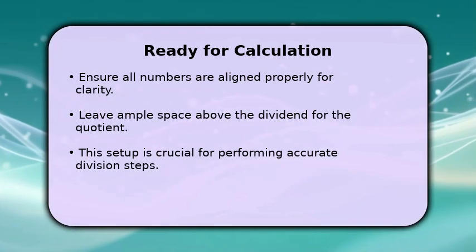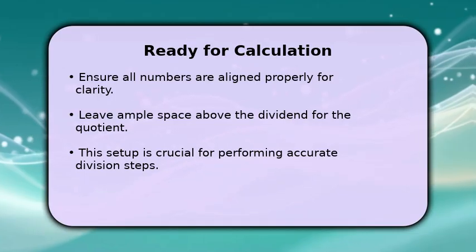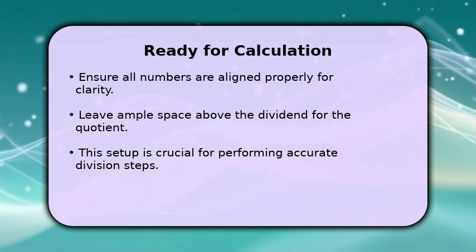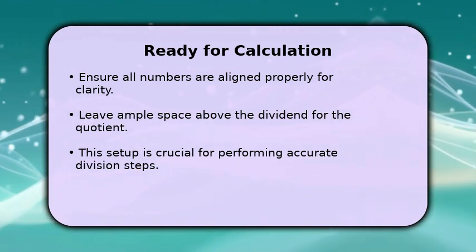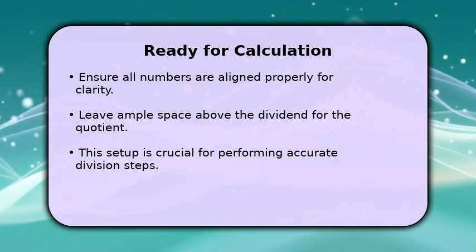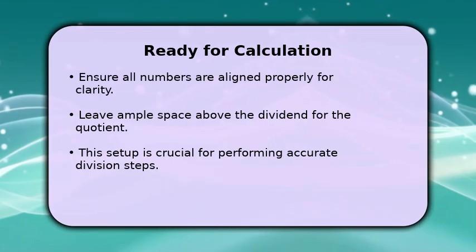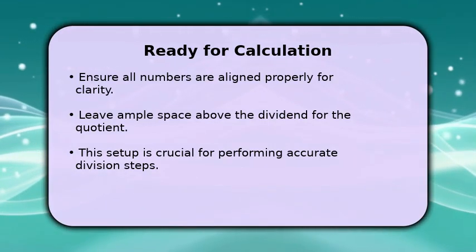Before you begin calculating, double-check that all your numbers are neatly aligned. It is also important to leave sufficient space above the dividend. This area is reserved for writing your quotient digits as you solve the problem. A well-organized setup with clear spacing significantly reduces errors. Once everything is in place, you are ready to start the actual division, working from the leftmost digit of your dividend.